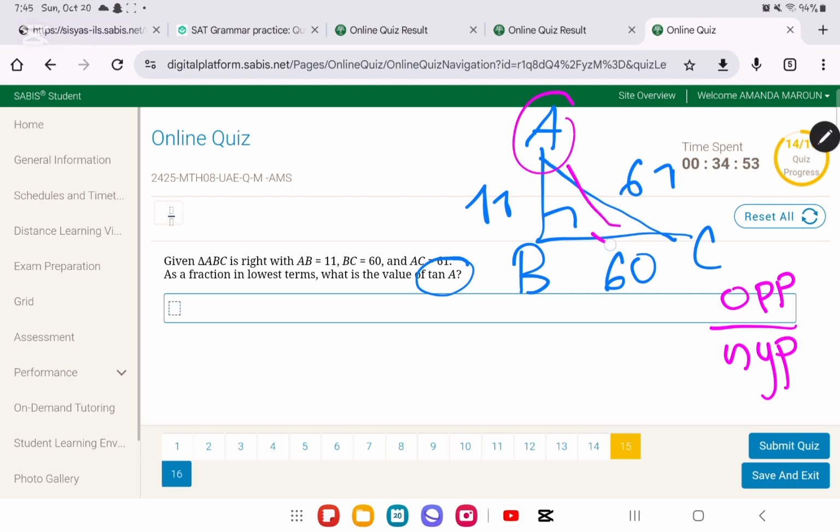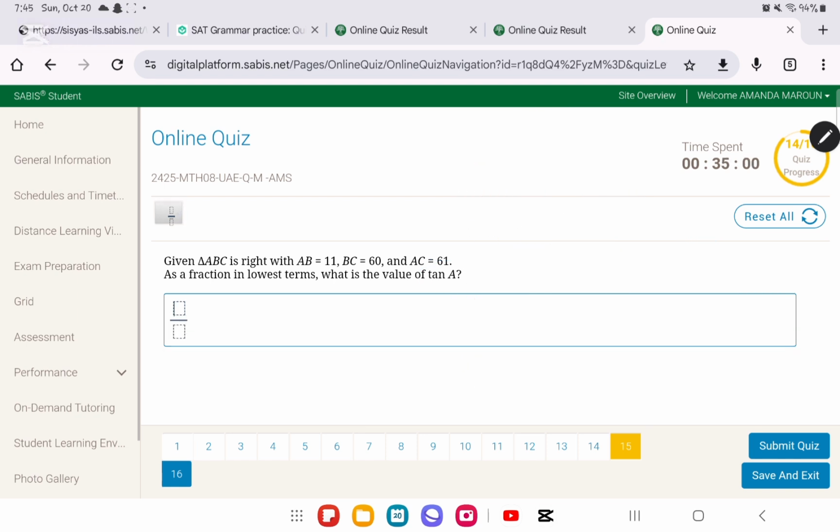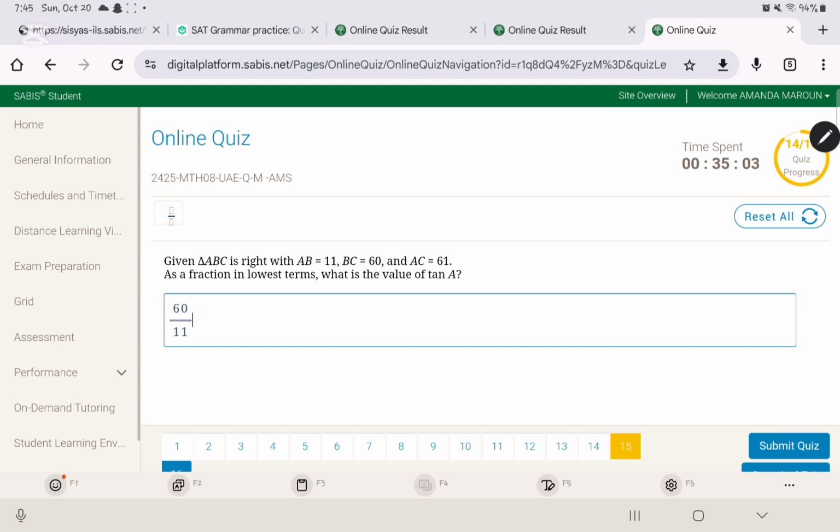The opposite of A, which is 60, over the hypotenuse of A, which is 11. So it is 60 over 11.